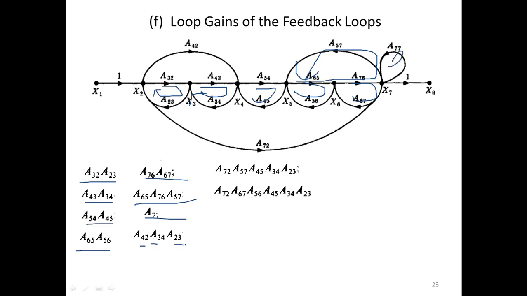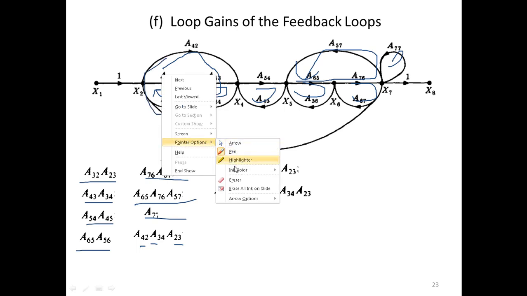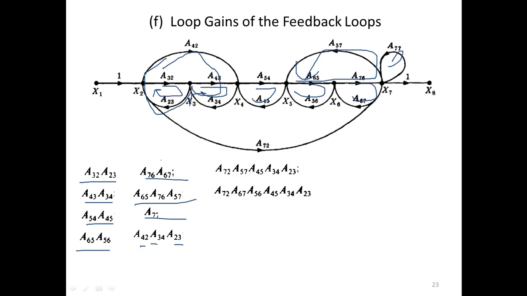A4, 2, 3, 4, 2, 3. Where it is 4, 2, 3, 4, and 2, 3. This is another loop. You can see that this is very interesting, guys. I have to highlight it with the highlighter. So this loop is going forward, and that is how it is coming back. This is the loop that I was talking about. Similarly, there is another loop in which A7 and these are involved. Similarly, you have to find these. So these are the loop gains of these feedback loops.